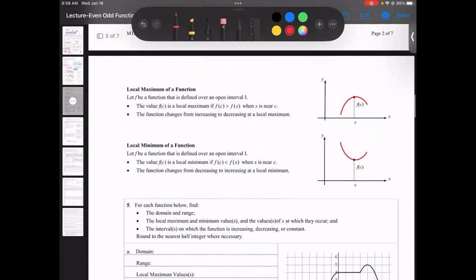Local maximum and local minimum. Again, we talk about just a segment. I'm not talking about the whole function, just the segment on that function. If f is a function defined over an open interval, it means you use parentheses. When we talk about intervals for increasing, decreasing, we always use parentheses, and I'll tell you why later.